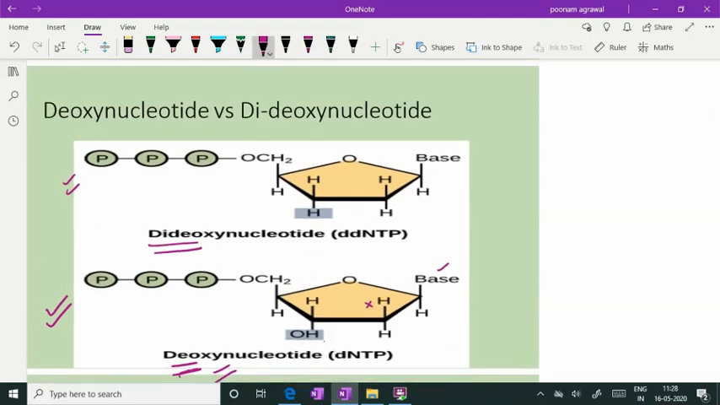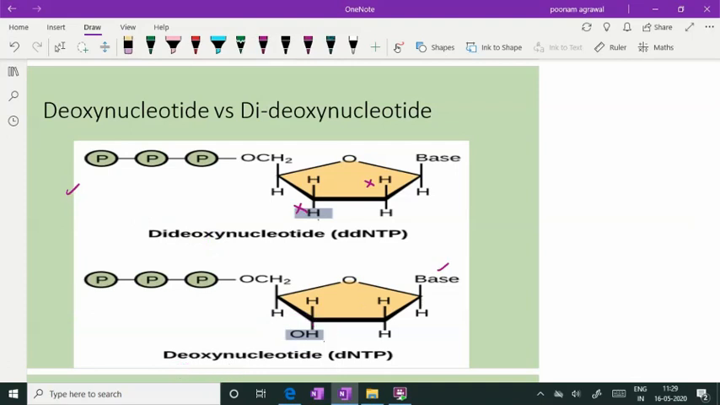This dideoxynucleotide is an artificial material where you do not have the hydroxyl at the second carbon as well as at the third carbon. That is why it is called dideoxy. It is not having hydroxyl at two carbon positions, the second and third. Shortly, I'll explain that the presence of the third hydroxyl is very crucial for elongating the DNA chain, for addition of the next nucleotide in the DNA chain. The presence of the third hydroxyl is very essential.